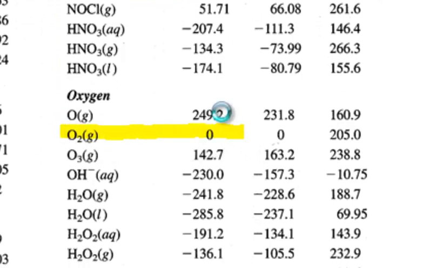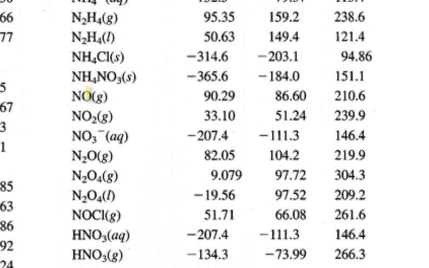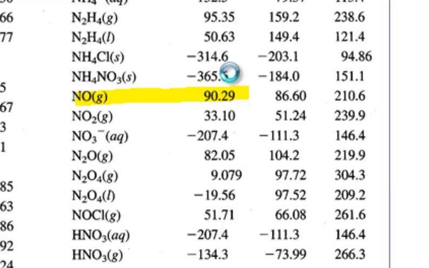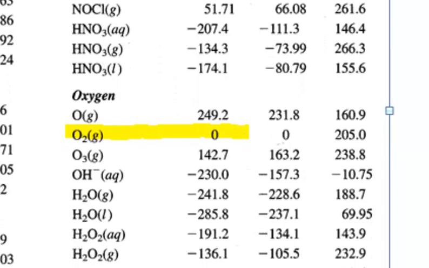We could do the same thing for nitrogen monoxide. Oh good, I picked ones that are on the same page. It's 90.29. And lastly, water, and be a little careful: water gas, water liquid. In our equation, it's water the gas, so negative 241.8. We'll put all those numbers below our chemicals in our example problem.